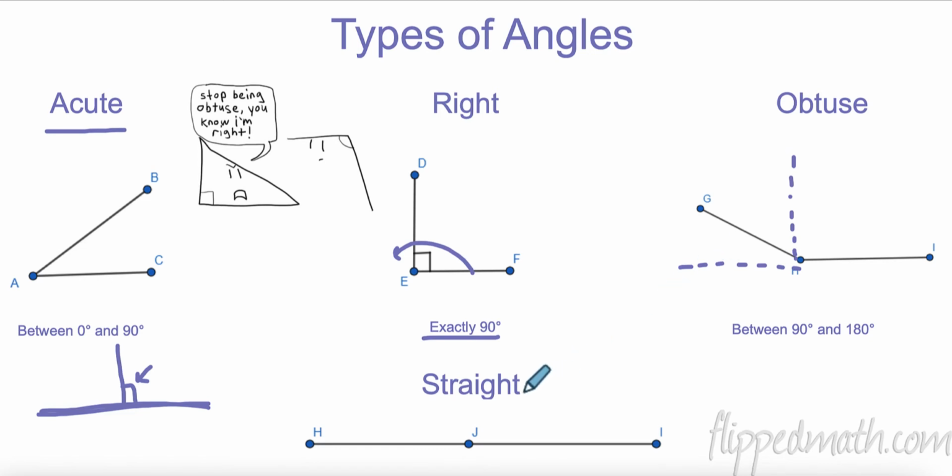And a straight angle is exactly what it says. It's a straight line. But a straight line has 180 degrees in it. That has 180 degrees, exactly 180 degrees. No more, no less. Okay?